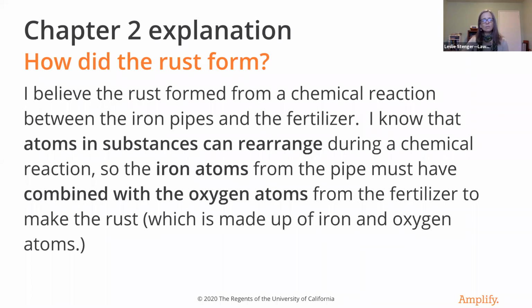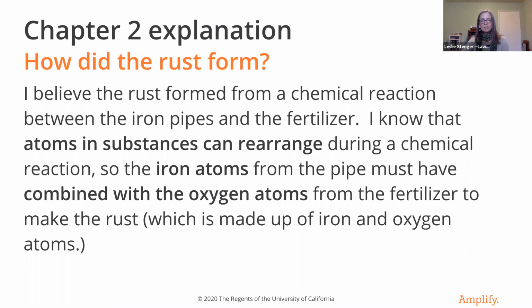I believe the rust formed from a chemical reaction between the iron pipes and the fertilizer. I know that atoms in substances can rearrange during a chemical reaction, so the iron atoms from the pipe must have combined with the oxygen atoms from the fertilizer to make the rust, which is made up of iron and oxygen atoms. And so they've constructed a causal explanation of how that rust was formed.